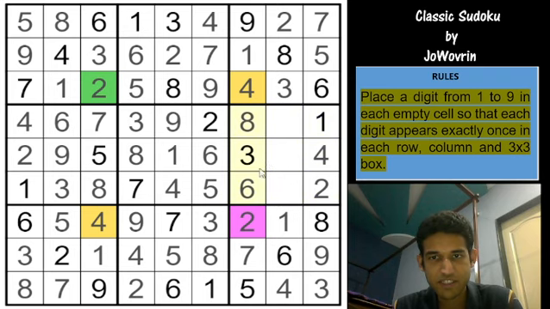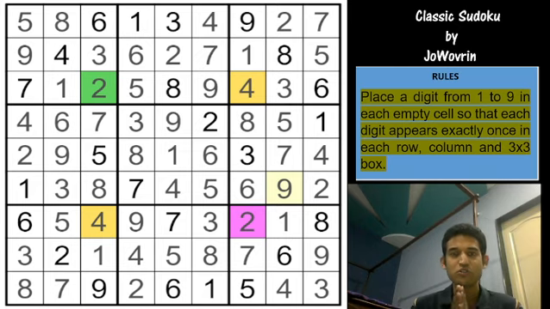1, 2, 4, 3, 6, 8, we need 5, 7, 9, that's a 5, that's a 7, and that's a 9, and with that we have completed this tremendous Sudoku by JoWovrin.